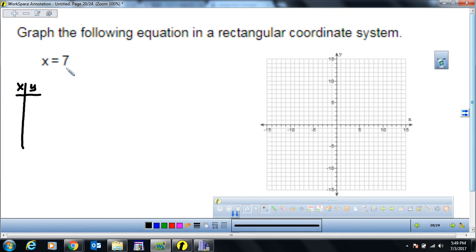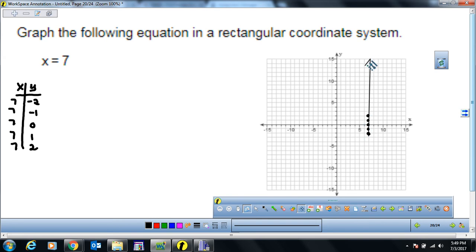What does that mean? That means that it doesn't matter what value of y we pick. It doesn't matter what y is. X is always going to give me a value of 7, because x is always equal to 7 in this equation. So that means if we got, for example, (7, -2), so it is right here. (7, -1), (7, 0), (7, 1), (7, 2). So anytime I have an equation in the form of x equals a number, what does it make? It makes a vertical line.